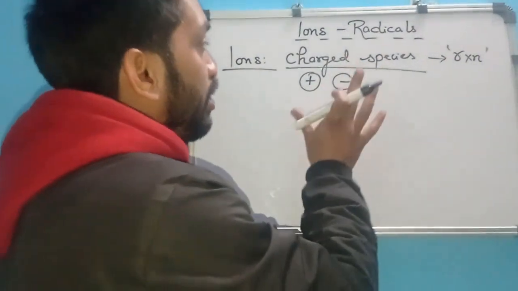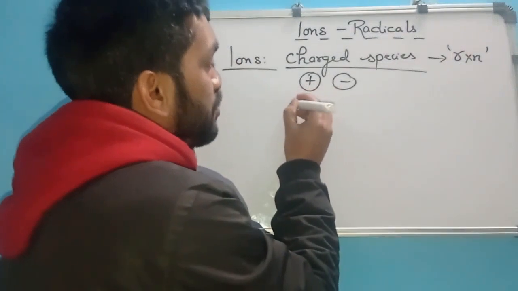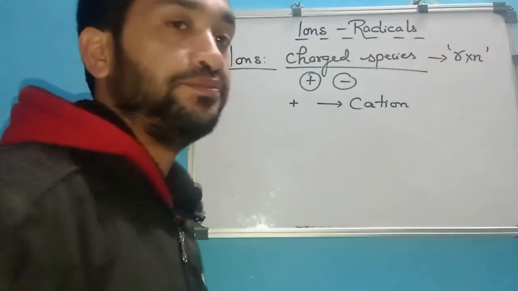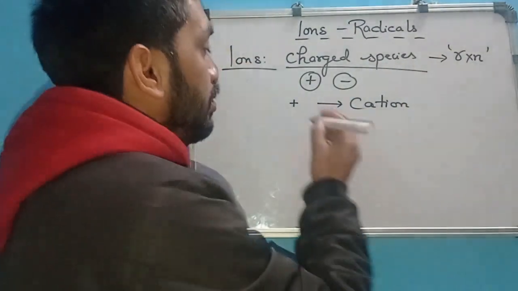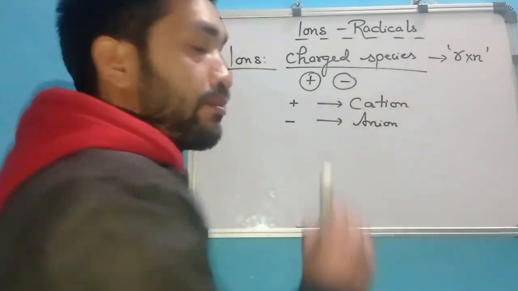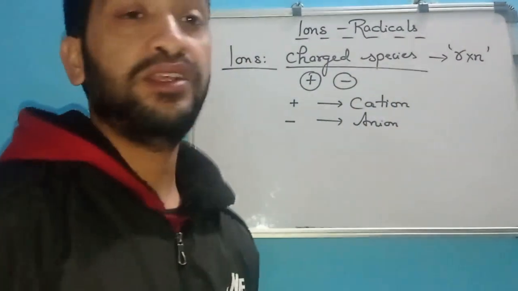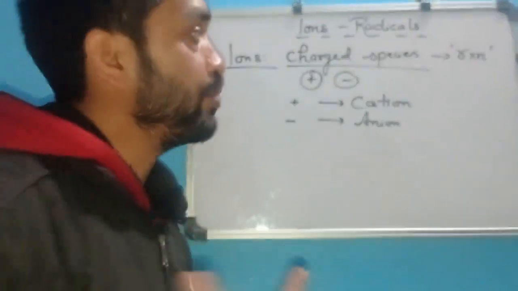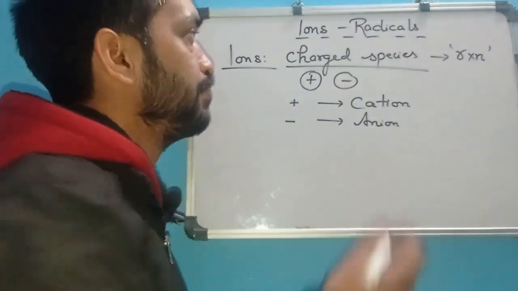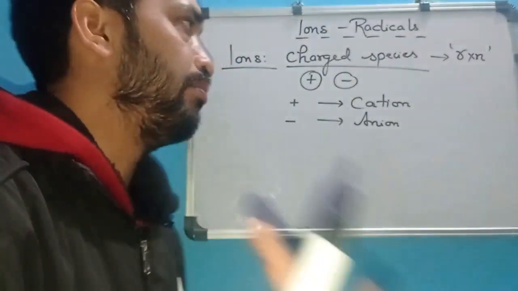So there are two types of charged species, positive or negative. If it's positive, we call it as cation. Negative means anion. Charged species are of two types. First is cation, second one is anion. What is cation? A charged species possessing positive charge is cation, and a charged species possessing negative charge is called as anion. Many examples are there.